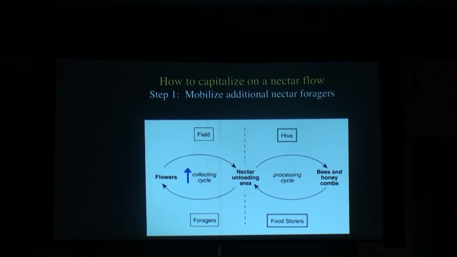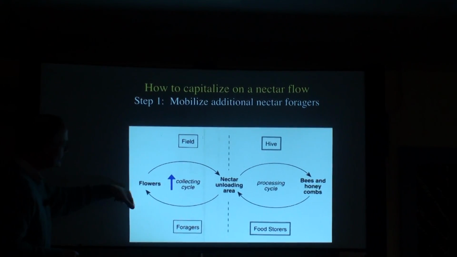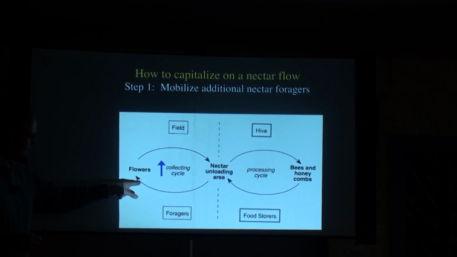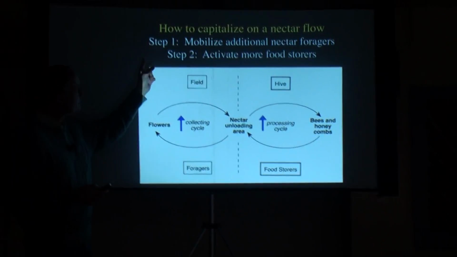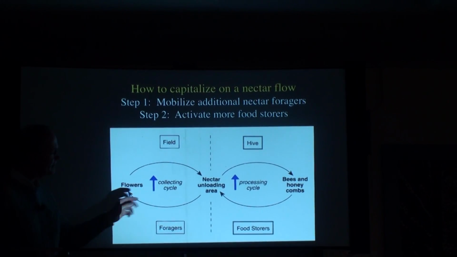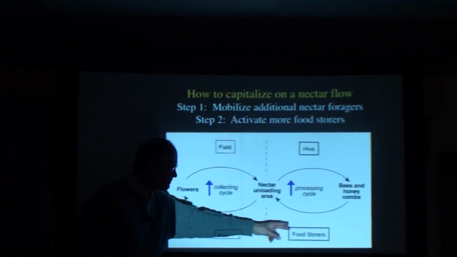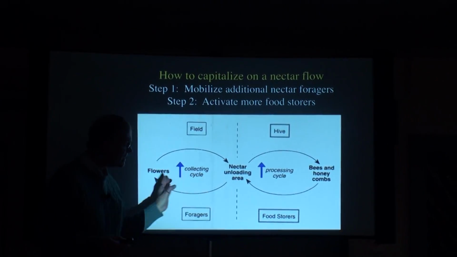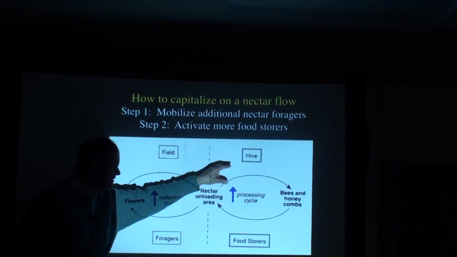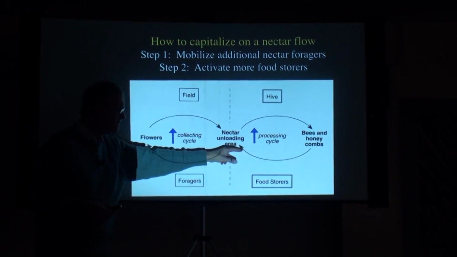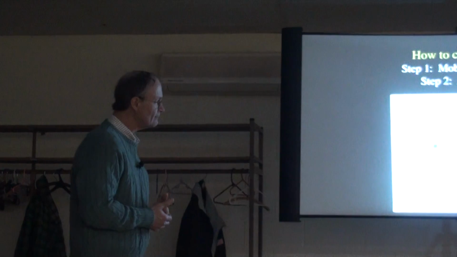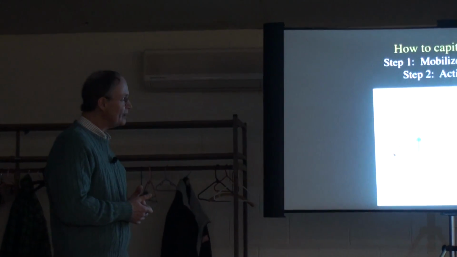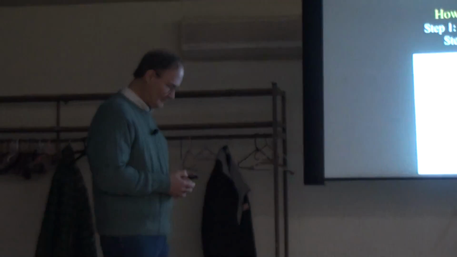Okay, so we've looked at step 1, mobilizing additional nectar foragers when there's a lot of flowers in bloom. Now we're going to look at step 2, moving right along. We're going to look at how they increase the number of food stores, so the rate of nectar processing is kept matched with the rate at which nectar is being collected. So how are they going to do this?